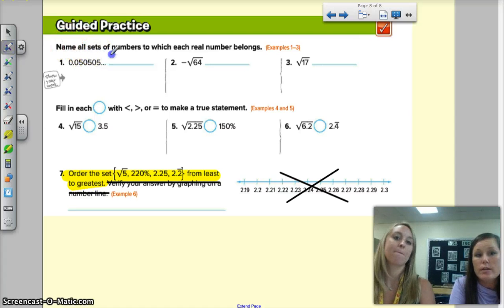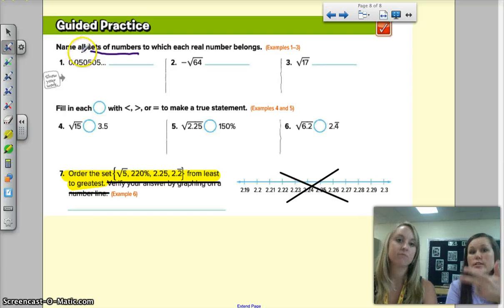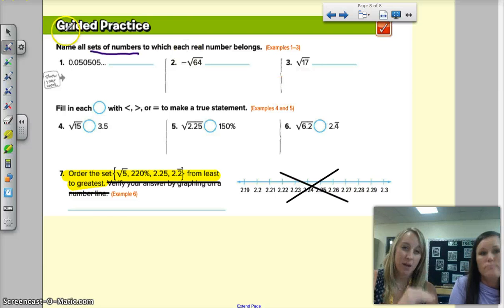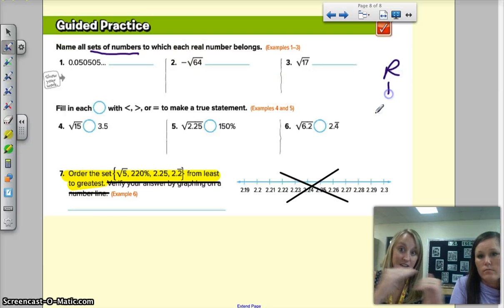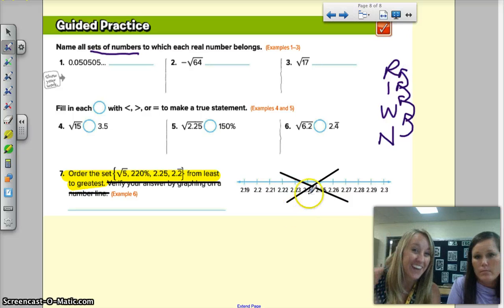Now let me point out this: name all sets of numbers. That means which sets: is it a whole number? Is it an integer? Is it an irrational number? All of them. So think about "rocket with numbers." If it is a number, then it has to be the W, the I, and the R. It's all of these. I would probably write that down on your paper.